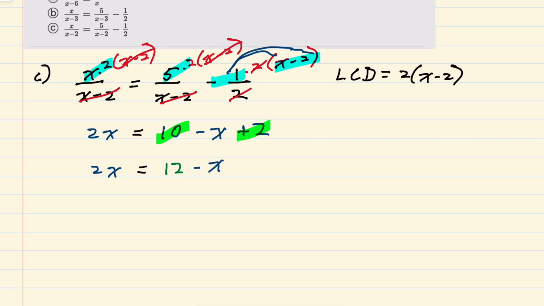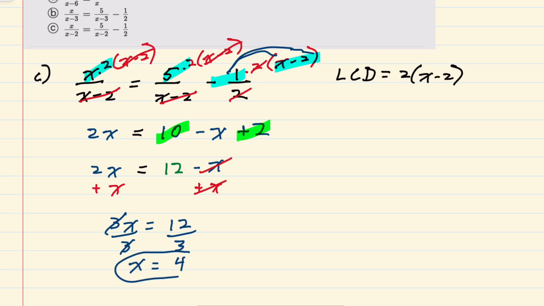Moving the x's to the same side, I would add the x to both sides, giving me a 3x on the left and a 12 on the right. Solving for x, we would divide both sides by 3, and we have x equals 4 as our solution.